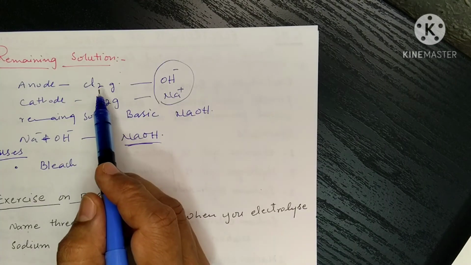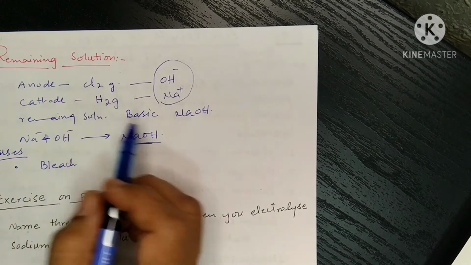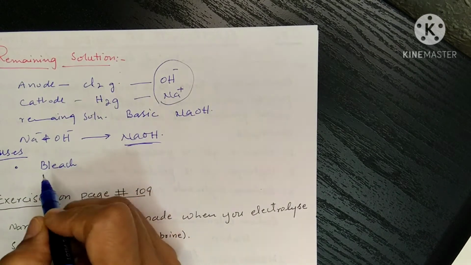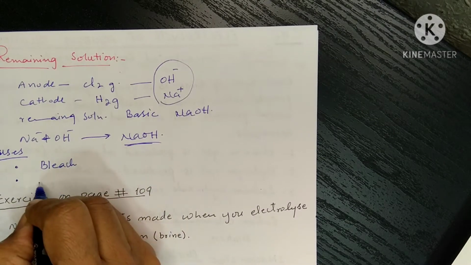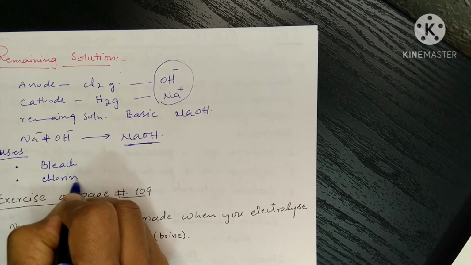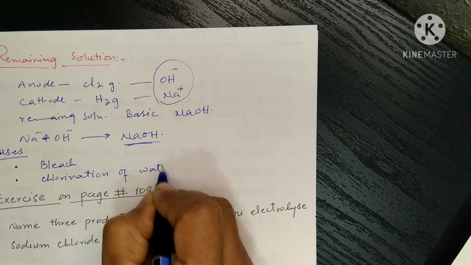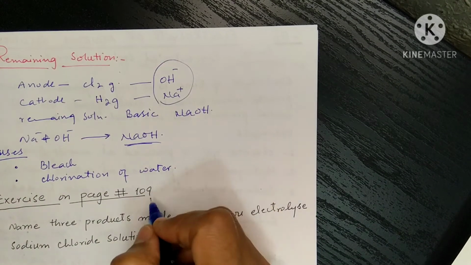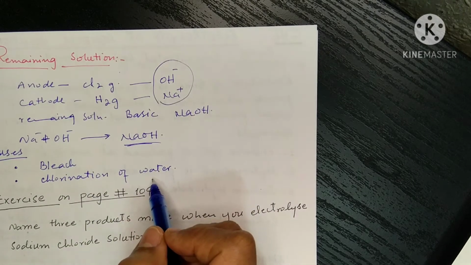These products are used to make other chemicals. For example, chlorine and sodium hydroxide are used to make bleach, and another use of chlorine is for chlorination of water, that is drinking water and swimming pool water. So chlorine is passed through the water to kill the germs.